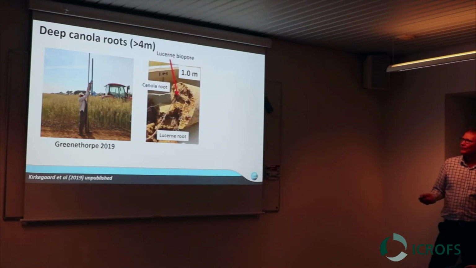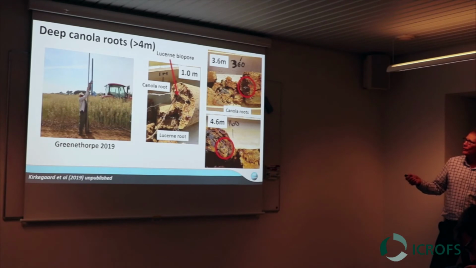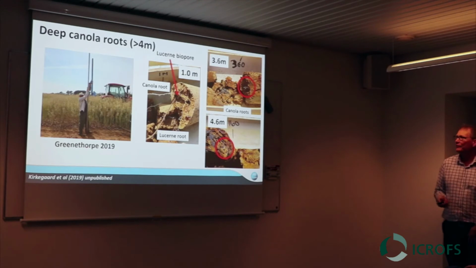During the season, we found canola roots were growing down old lucerne channels. So this is an old lucerne root in a biopore. This is canola at 1 metre. Canola occupying and utilising the same biopore. But at the end of this year, we had canola roots at 3.6 metres and even down to 4.6 metres. I don't know if you can see those canola roots, but we take these and wash them out, look at them under the microscope, and we can identify them as definitely being canola roots.